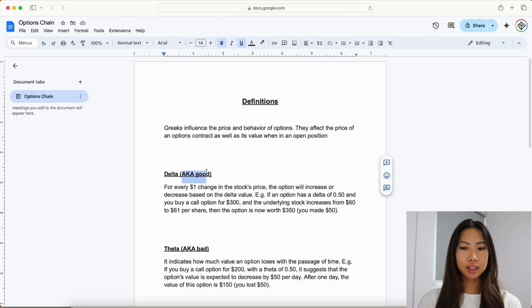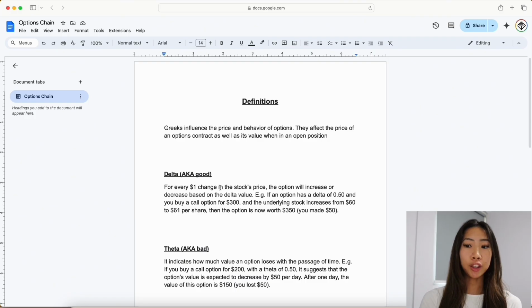So I have this in brackets. Basically, the delta number is a good thing and the theta is a bad thing. Over here, I've tried to break it down as easy as possible. So let's read it together. For every $1 change in the stock's price, the option will increase or decrease based on the delta value. So it basically means that if price goes in the direction that you predicted, either it goes higher or price decreases, this is where you will earn money if you're correct.